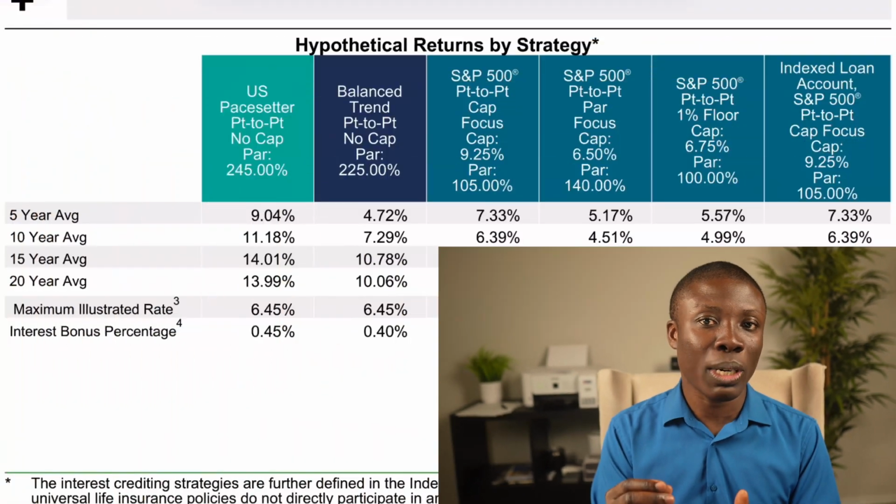Now, here's where most people mess up. They look at the list of index options, see which ones have the biggest historical average, and they're like, these are the ones that I want, the 9%, the 11%, the 14%. But that can be a huge mistake. Let me show you what I mean.